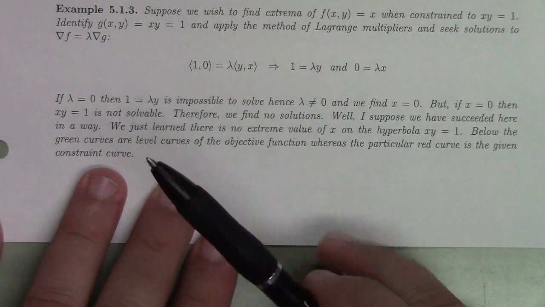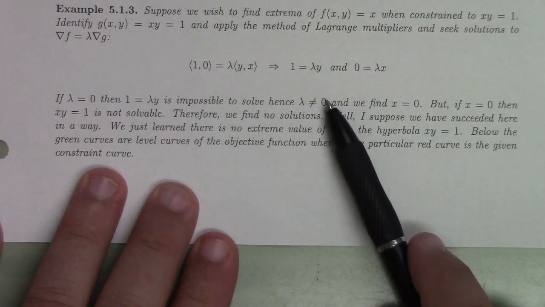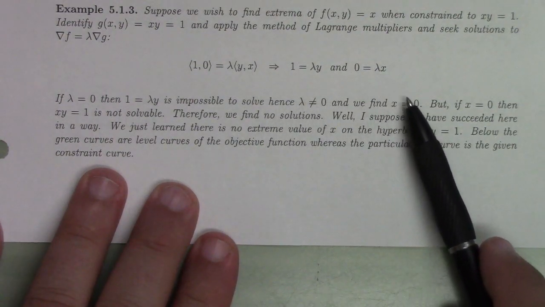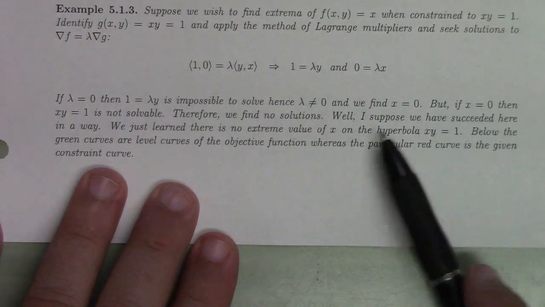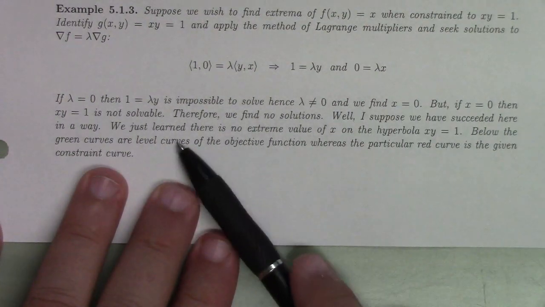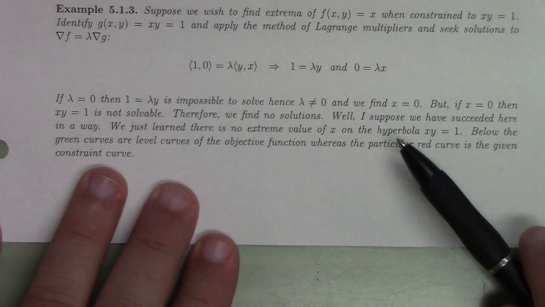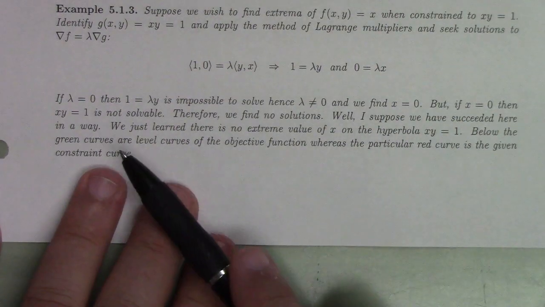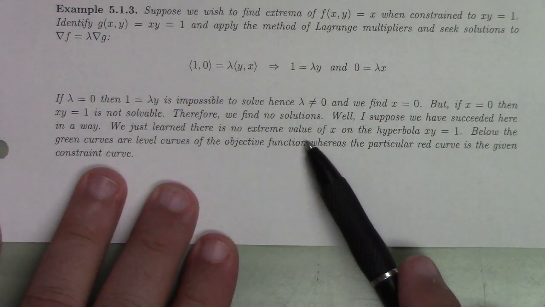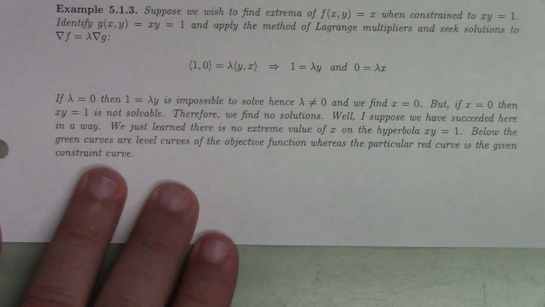Now if lambda equals 0, then 1 equal to lambda y is impossible. So we can assume that lambda is non-zero, and we find then that x must be 0. And if x is equal to 0, then xy equal to 1 is not solvable. Therefore, no solutions. Well, I suppose I've succeeded here in a way. We've just learned that there's no extreme value of x on the hyperbola xy equal to 1, at least not according to the method of Lagrange multipliers.